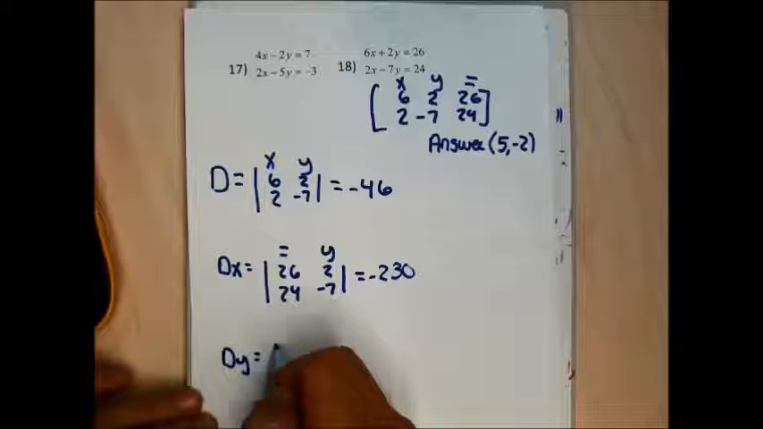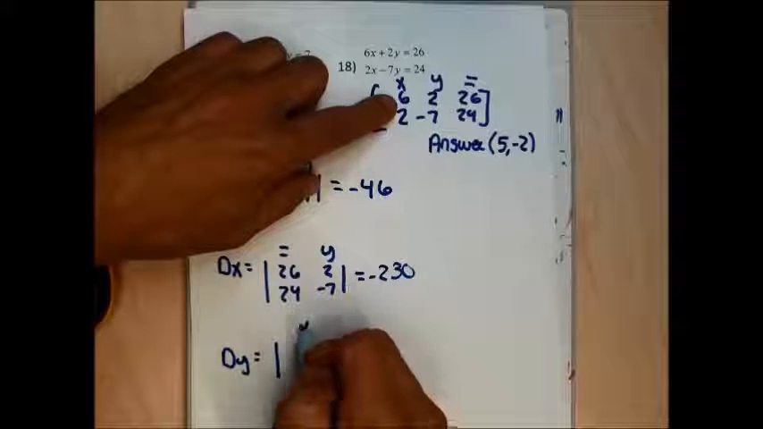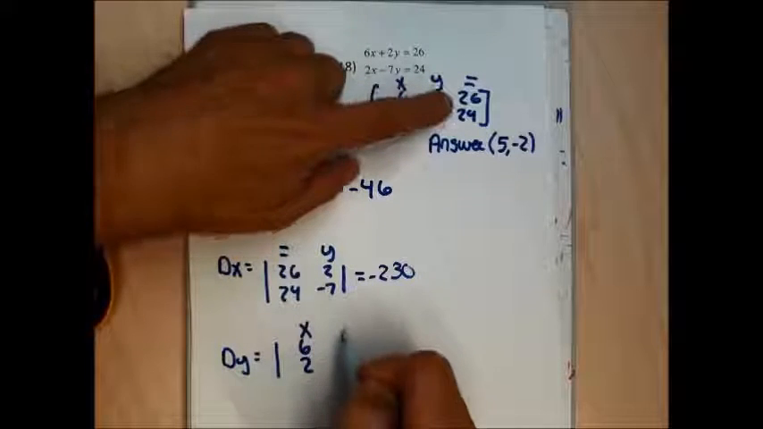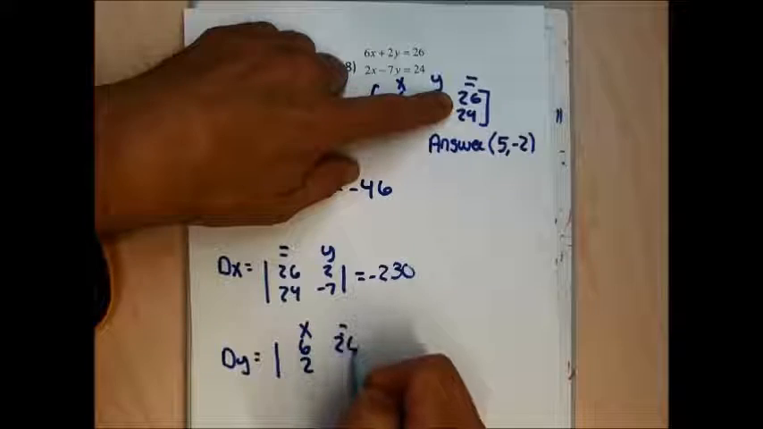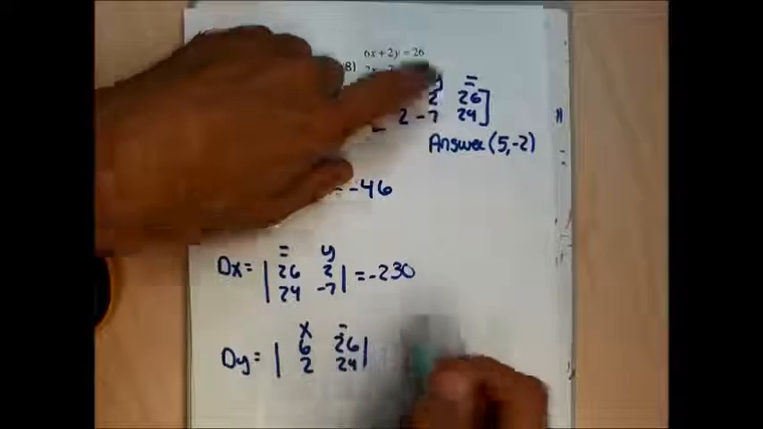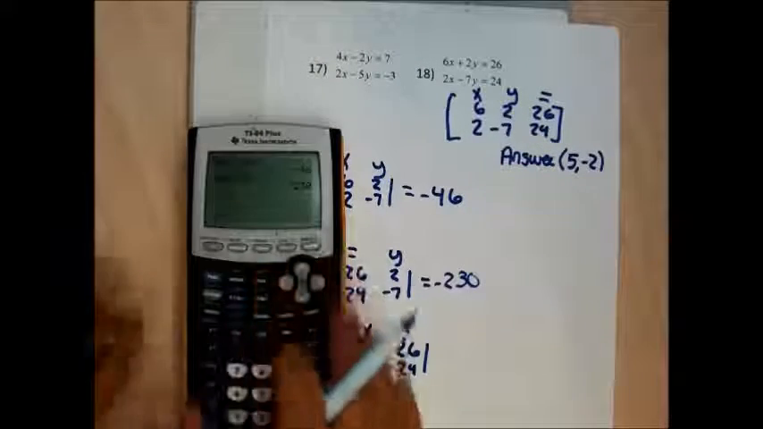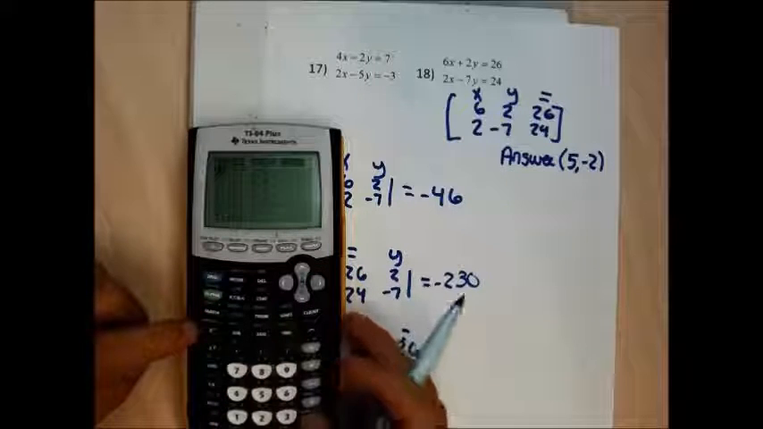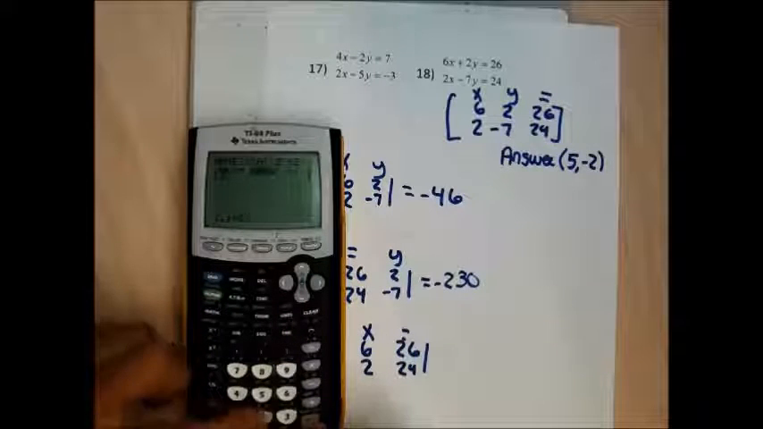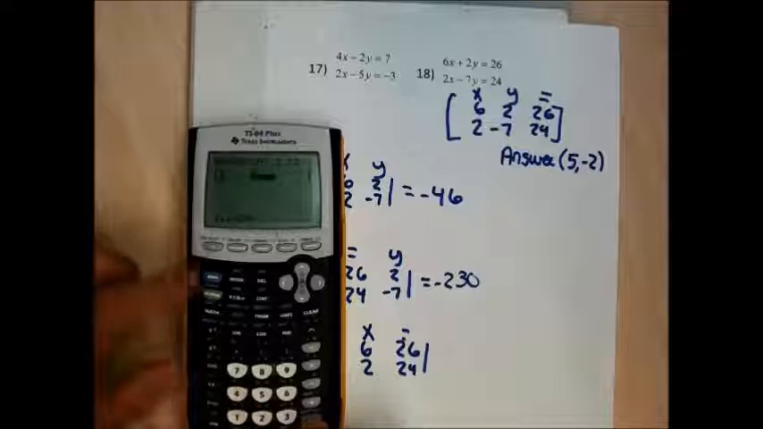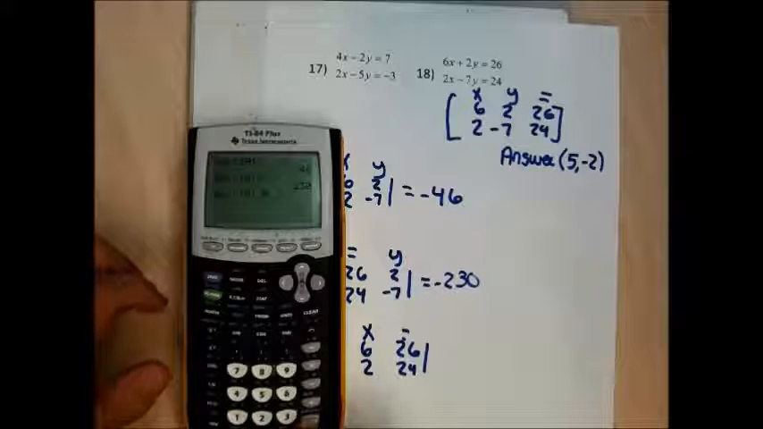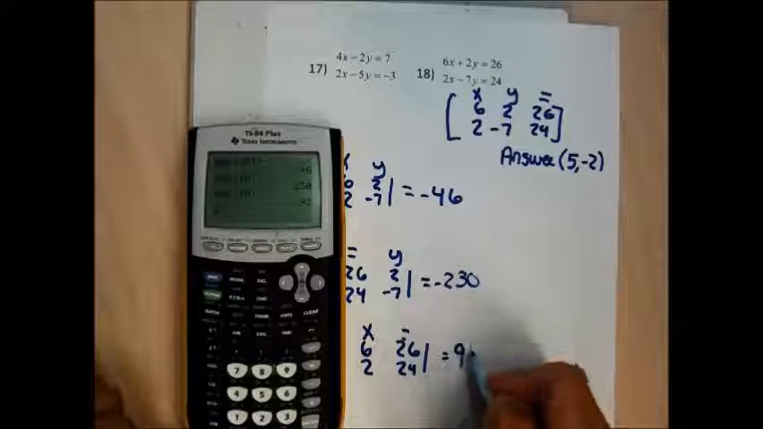Lastly, I need to do the d sub y. The first numbers are from the x column, 6 and 2. The last numbers are from the equal column, 26 and 24. Enter that and get its determinant done. Second matrix, edit, 6, 26, 2, 24. Second quit, second enter, enter, equals 92.